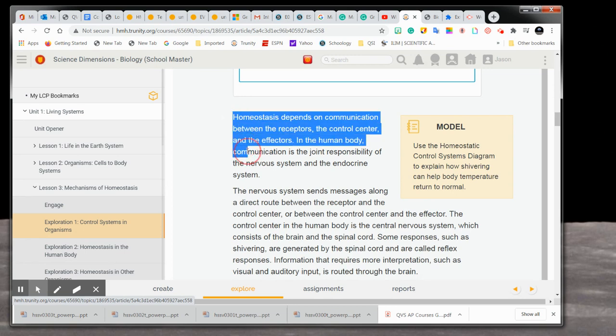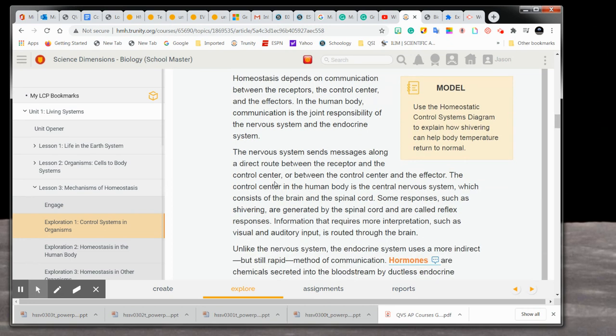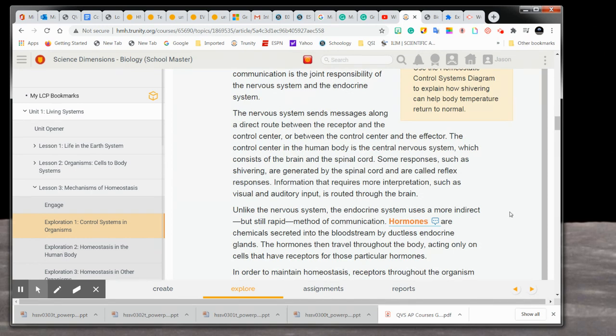So this is a very important paragraph here. Homeostasis depends on the communication between these receptors, control centers, and the effectors. In the human body, communication is the joint responsibility of the nervous system and the endocrine system. So the nervous system picks up this information, processes it in the different control centers like the brain and spinal cord, and then sends out that information to various parts of the body. Unlike the nervous system, the endocrine system uses a more direct but still rapid method of communication, which are called hormones.